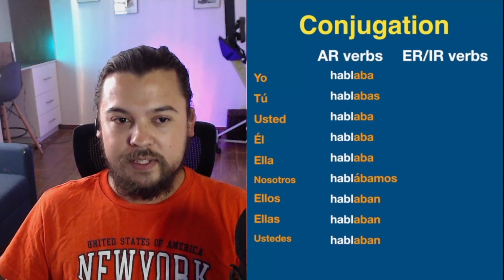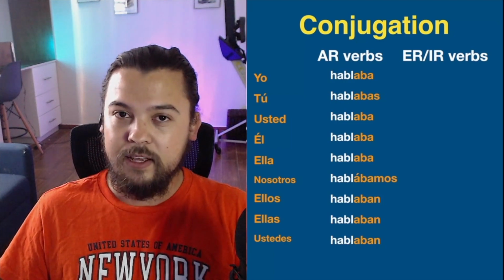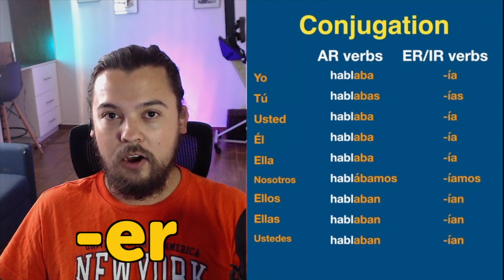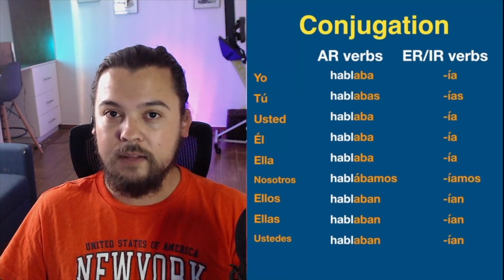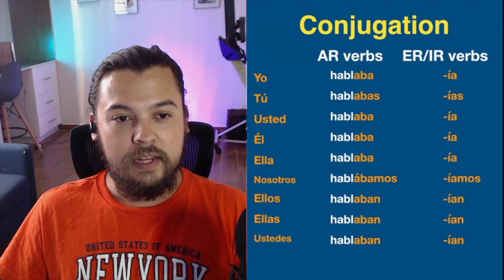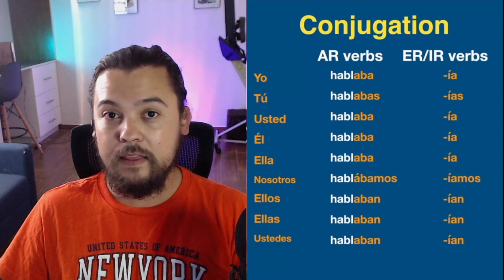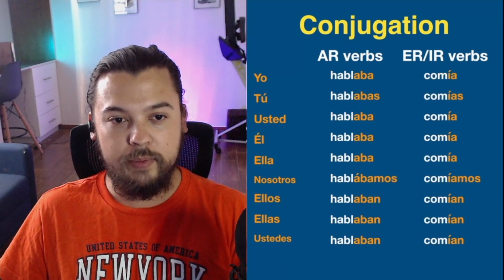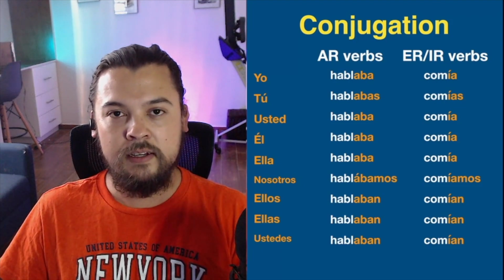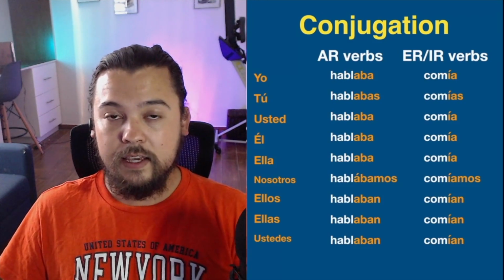ER verbs and IR verbs are exactly the same idea. You have a special ending, and then you have to eliminate the ending of the verb and just add the remaining letters. So for ER and IR, you will have the -ía endings. -ía, -ías, -ía, -íamos, and -ían. Now, if you have the verb comer, for example, you have to remove the ER and add the endings. So for the yo form, it will be comía, yo comía. Tú comías, él comía, nosotros comíamos, and ellos comían. And that is the end of the conjugation.